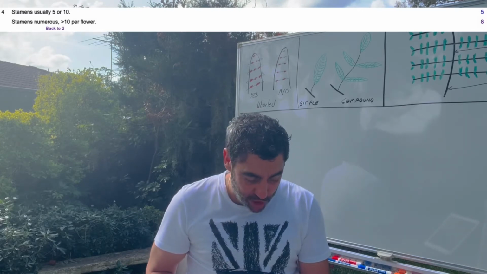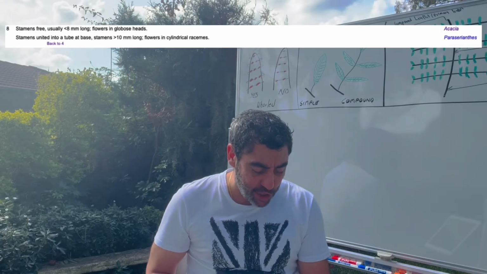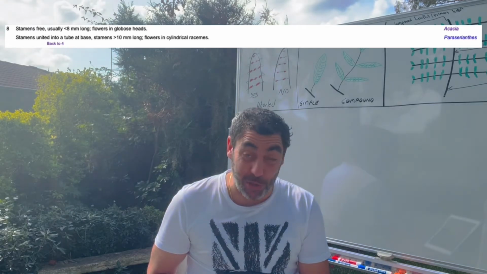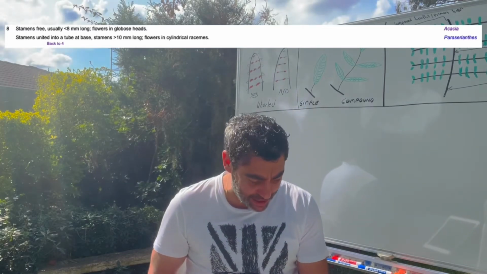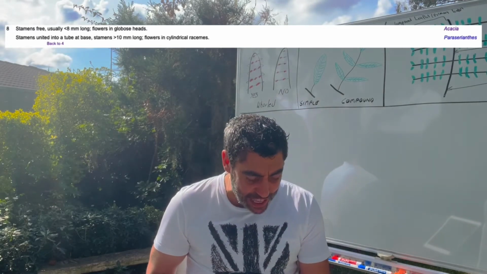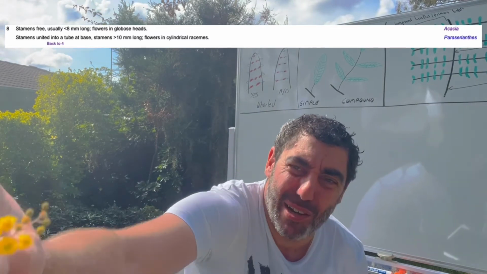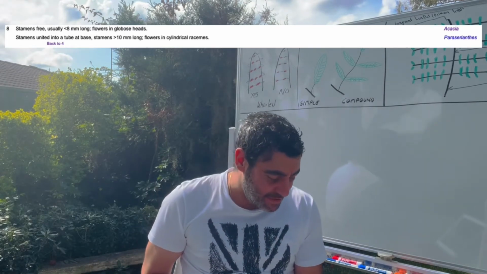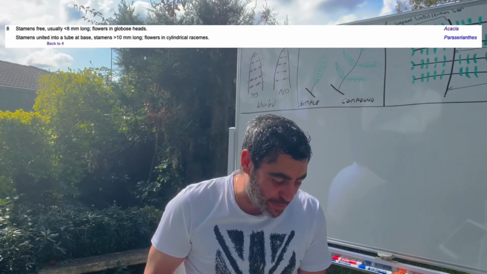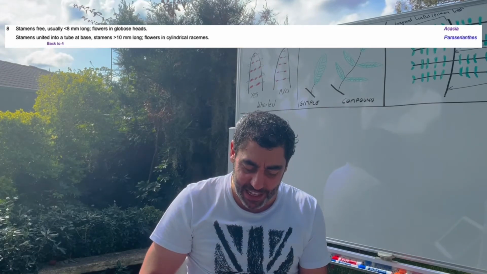Okay, last set of choices. Stamens free, usually less than 8 millimeters long. Okay, so I know by looking at it that it's less than 8 millimeters long. And flowers in globose heads. Stamens united into a tube or base. Nah. All right, ladies and gentlemen, so that gives us Acacia.